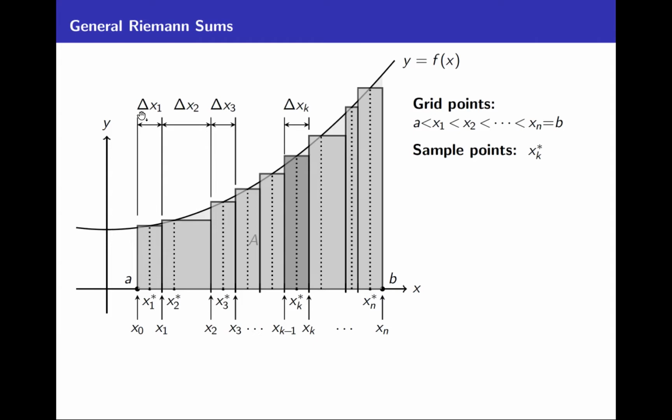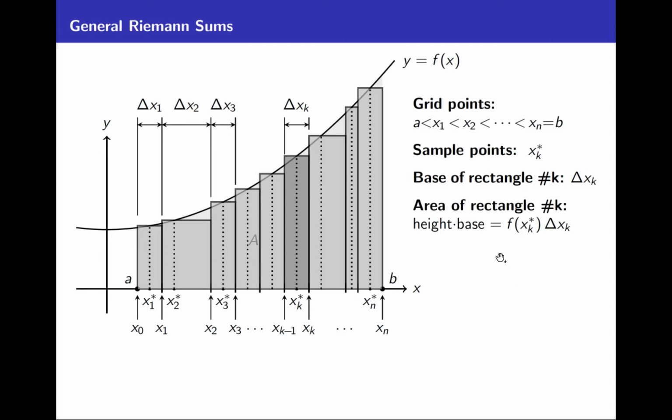So to recognize that and to have a notation for it, the width of the first rectangle we're just going to call delta x sub 1. The width of the second rectangle is delta x sub 2. The width of the third rectangle would be delta x sub 3, so that would be your x sub 3 minus x sub 2, etc. In general, the width of your kth rectangle is denoted delta x sub k. So the delta x sub k's are the bases of your rectangles.